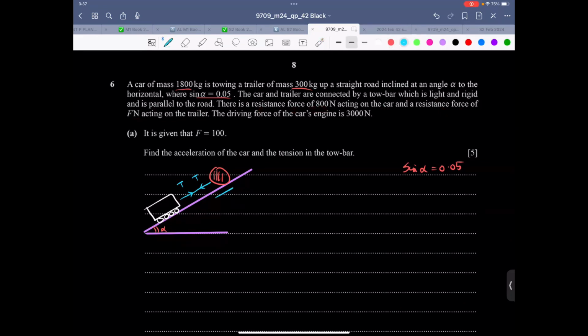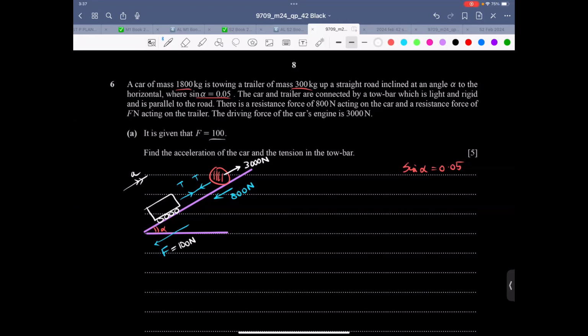So resistive force on the car is 800 Newton. And on the trailer, that is F Newton. And then the driving force of the car's engine, that is 3000 Newton. Now it says it is given that F is 100. So the value of F is 100 Newton. Find the acceleration of the car and the tension in the tow bar.